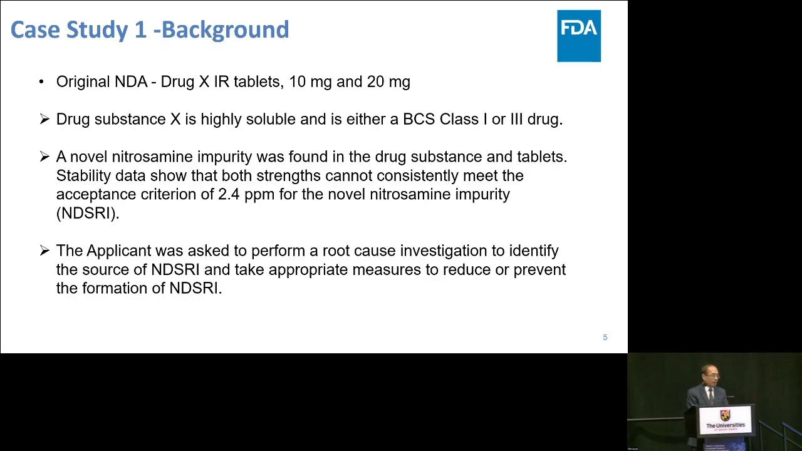Initially, applicant developed an analytical method to detect nitrosamine level. Also set a specification for nitrosamine. But those measures are not enough. Our CMC reviewers found that those acceptance criteria are not acceptable. So applicant was requested to perform a root cause investigation to identify the source of NDSRI and take appropriate measures to reduce or prevent the formation of the NDSRI.